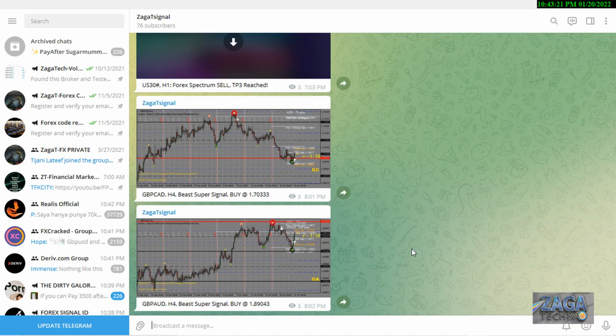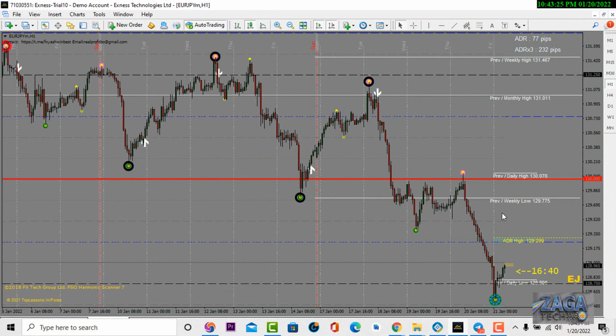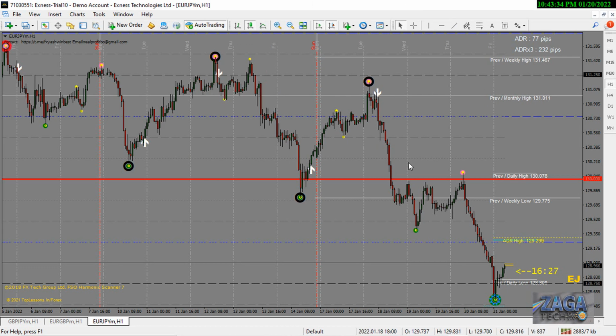So let me dive into the chart so you can see what I'm trying to say. This is Euro JPY. I'll go straight to the point to teach you. I'm not going to start telling you everything contained in the chart. For the lecture, this white arrow is the B super signal, and this B super signal is strong on the daily and H4 time frames.